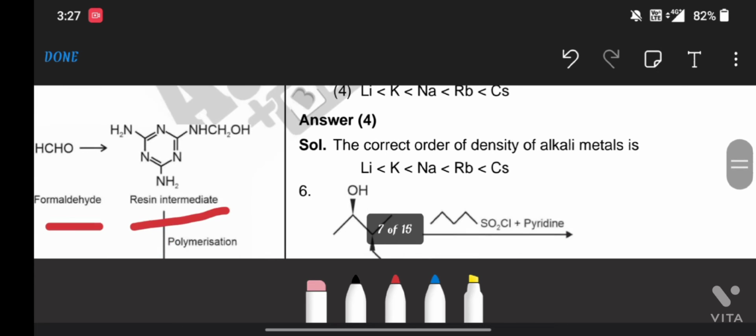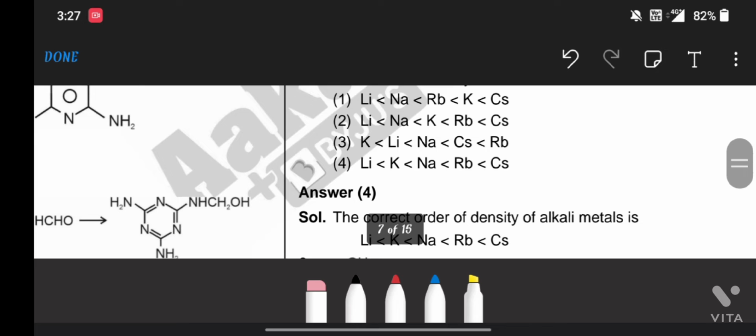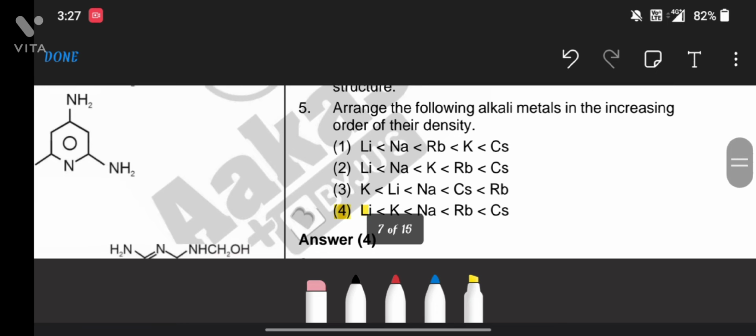So the correct option, means the correct order of density of alkali metals, is lithium is smaller than potassium, potassium is smaller than sodium, sodium is smaller than rubidium, rubidium is smaller than cesium. Option 4 is the correct answer for question number 5.